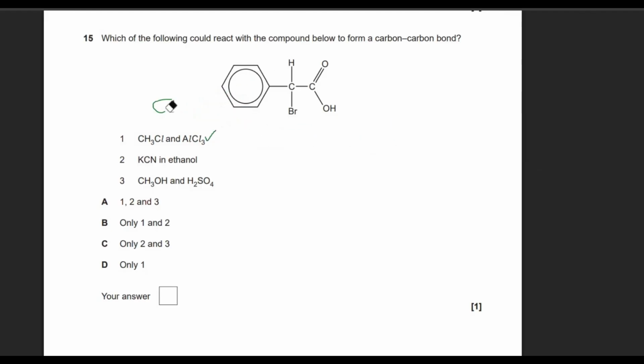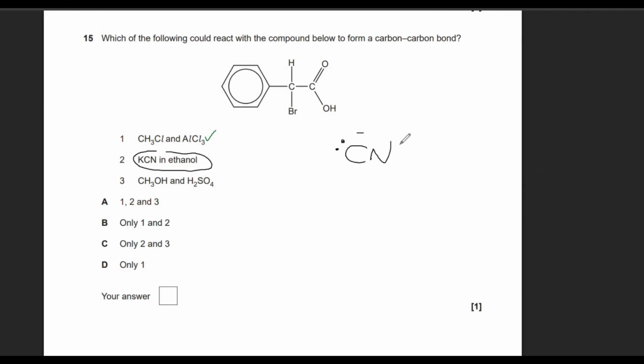Let me just zoom in and show you that. So you're going to get left with a carbon-carbon bond because you're methylating the ring. You're adding a methyl group there, and it's going to attach to that carbon there. So you are forming a carbon-carbon bond when you do that. Right, so 1 is true. That will form a carbon-carbon bond.